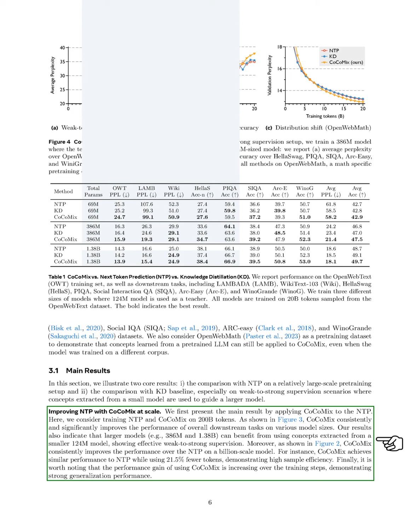Our results indicate that larger models benefit from concepts extracted from a smaller model, demonstrating effective weak to strong supervision. CoCoMix also shows improved performance over next token prediction while using fewer tokens, indicating high sample efficiency. Notably, the performance gains from CoCoMix increase with training steps, showcasing strong generalization.